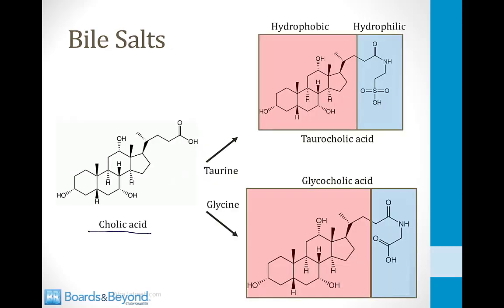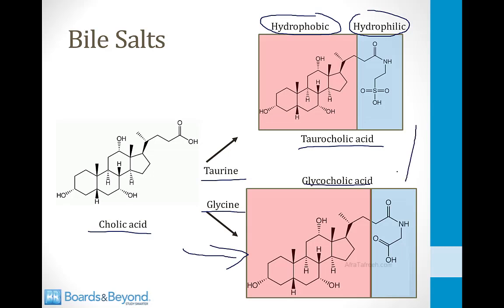If you take cholic acid and you conjugate it to taurine, you get a substance called taurocholic acid, which is a bile salt. It has one end which is hydrophobic, made up of mostly carbons and hydrogens that I've shown in red here, and it has another end which has the taurine conjugated to it that is very hydrophilic and will like water. At the bottom of the screen, I've shown what happens if you conjugate cholic acid to glycine. You will create glycocholic acid. It also has a very hydrophobic end, which is shown in red here, and it has a very hydrophilic end shown in blue.